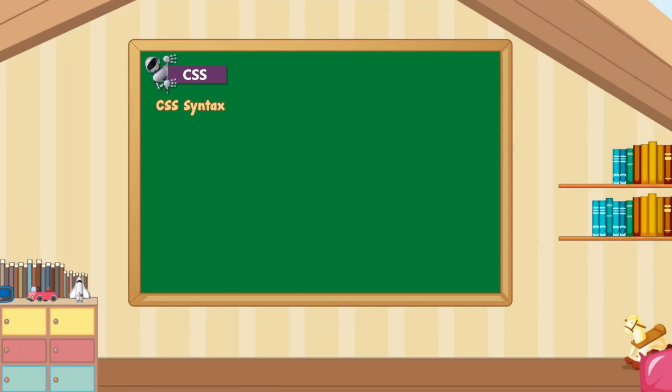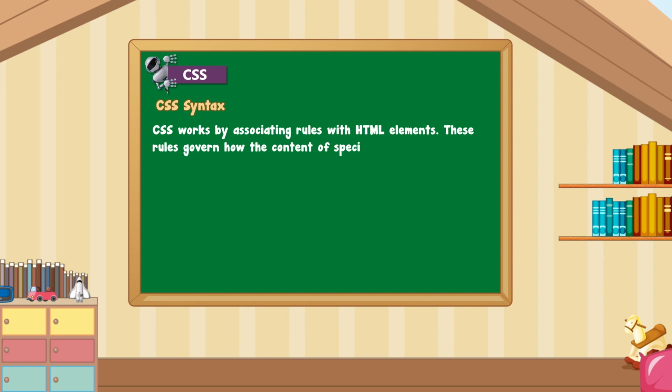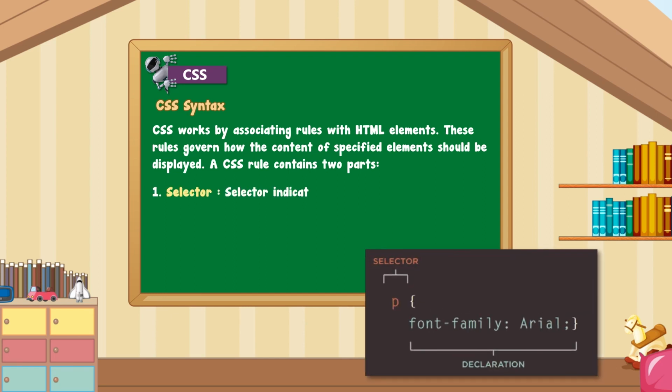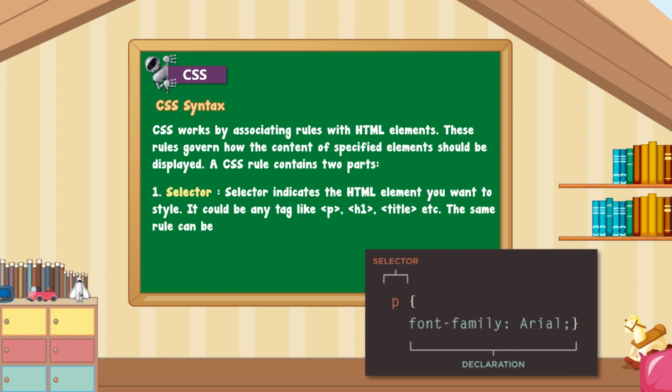Let's learn about CSS syntax now. CSS works by associating rules with HTML elements. These rules govern how the content of specified elements should be displayed. A CSS rule contains two parts. First part is the selector. It indicates the HTML element you want to style. It could be any tag like P, H1, title, etc. The same rule can be applied to more than one element if you separate the element names with commas.